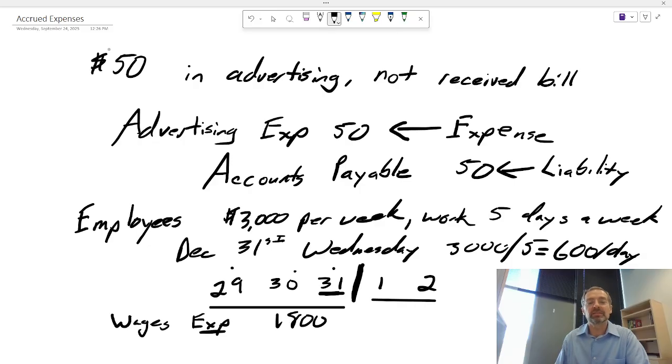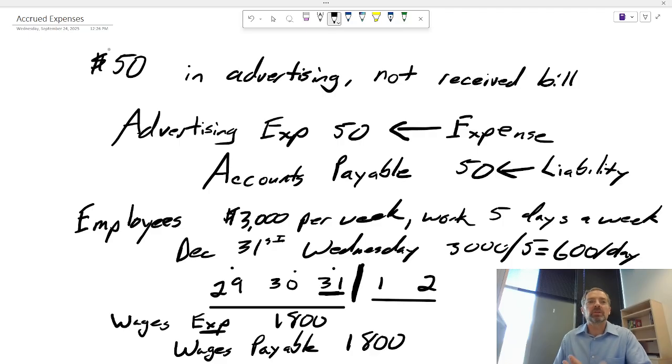And the credit, since we owe this money, that's a liability. And often you could put this in accounts payable, but most often we'll see something like wages payable or salaries payable. We actually separate it from the accounts payable part. All right. So there's our adjusting entry.